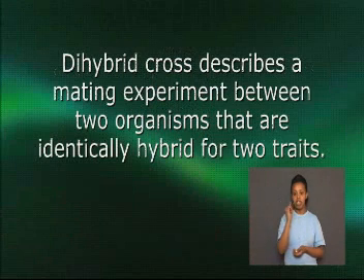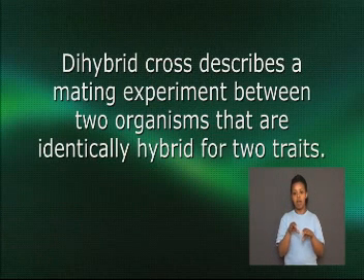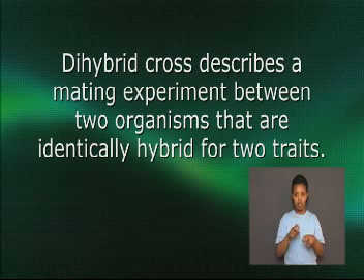A dihybrid cross describes a mating experiment between two organisms that are identically hybrid for two traits. A hybrid organism, as you know, is one that is heterozygous, which means that it carries two different alleles at a particular genetic position, or locus. Therefore, a dihybrid organism is one that is heterozygous at two different genetic loci.